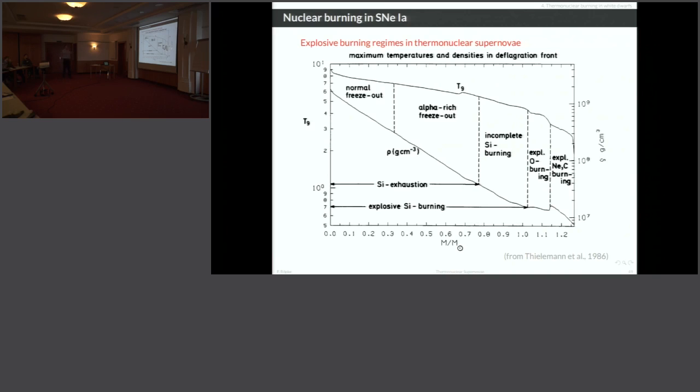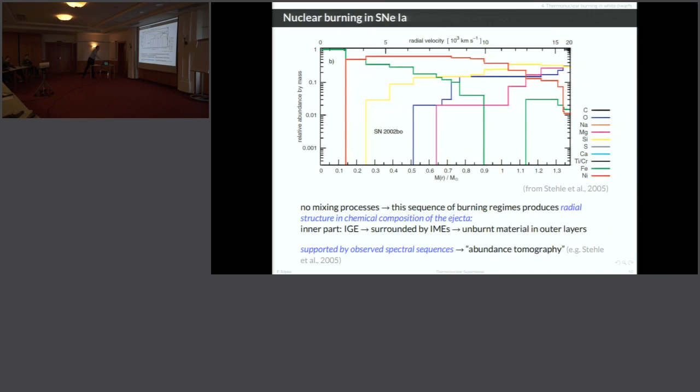So at low densities and rather low temperatures, we have explosive neon and carbon burning. At slightly higher densities, explosive oxygen burning is reached, and then at even higher densities, silicon burning is reached, and then above a certain threshold, we burn to nuclear statistical equilibrium. Now, this is a picture that fits well the observations. As mentioned before, you can actually do this in some more detail.